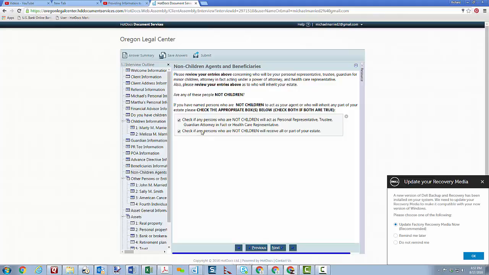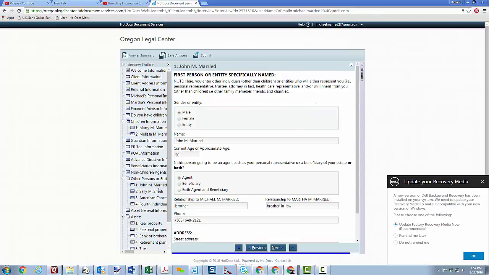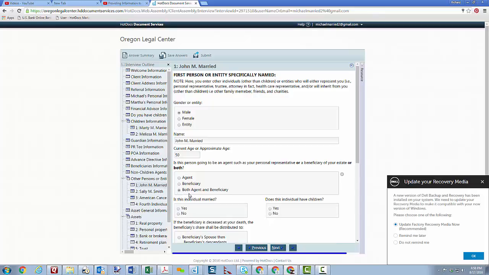And then you're asked to check a box if any persons who are not children will receive part or all of your estate. Well, there's the American Heart Association, and then there's John M. Married and Sally M. Smith. So when you go to the next screen down here, this is where you're asked to provide information about each person or entity. In this case, John M. Married is the brother to Michael, and he is an agent, but he is also a beneficiary. So you click both. And then you're asked if he's married, and he's not. Does he have children? He doesn't.